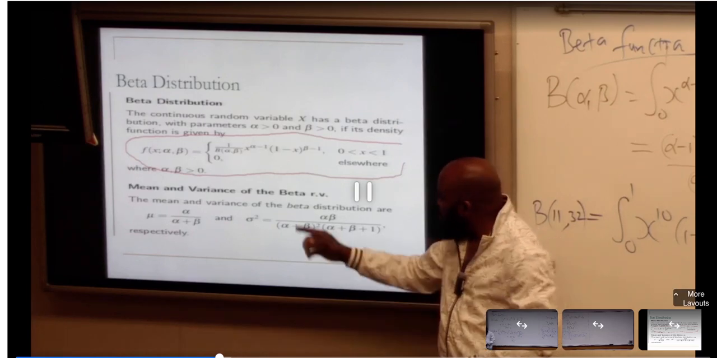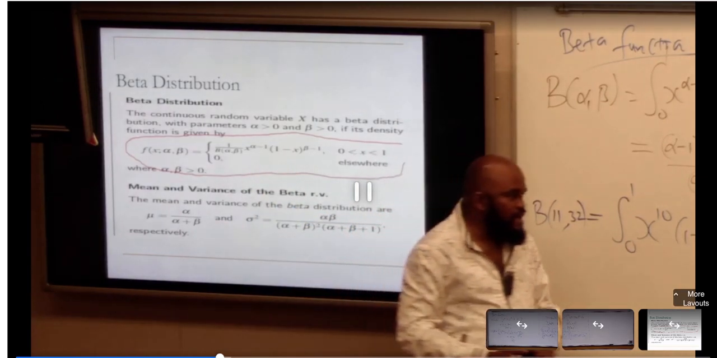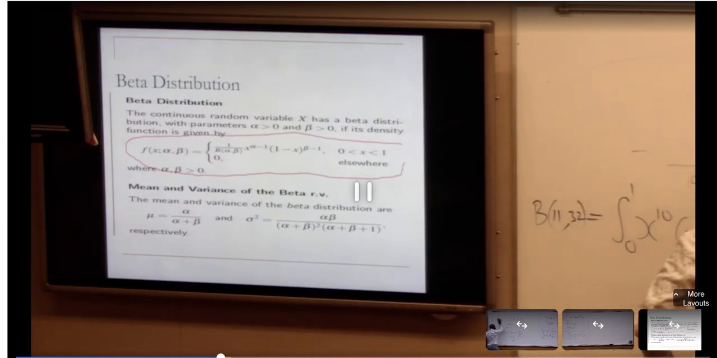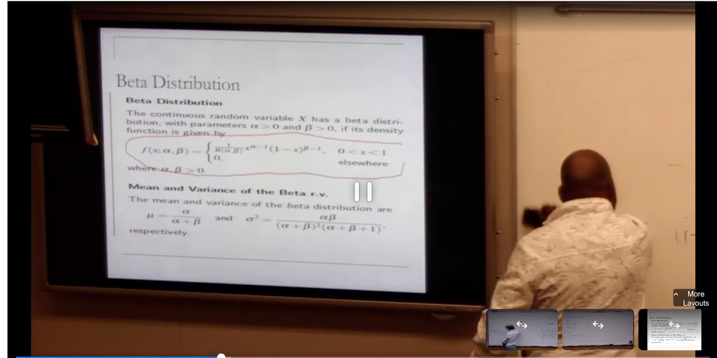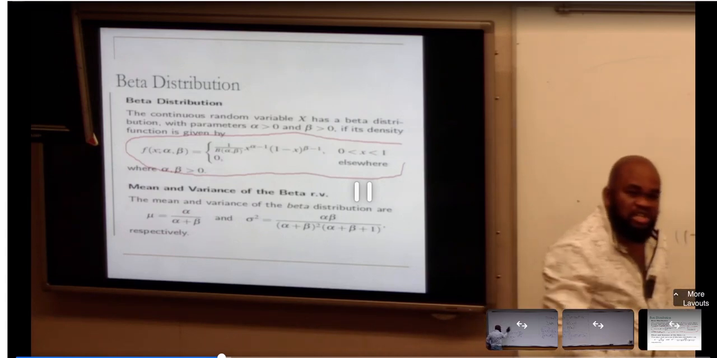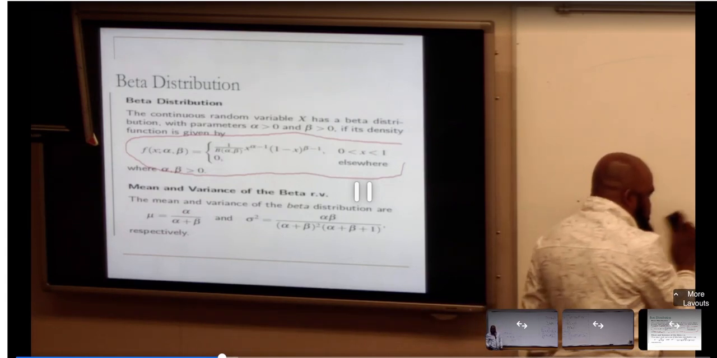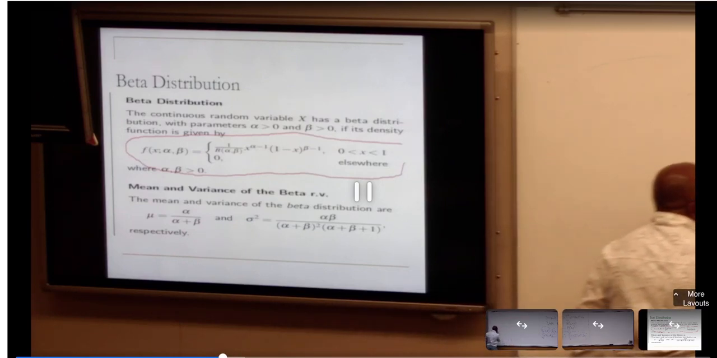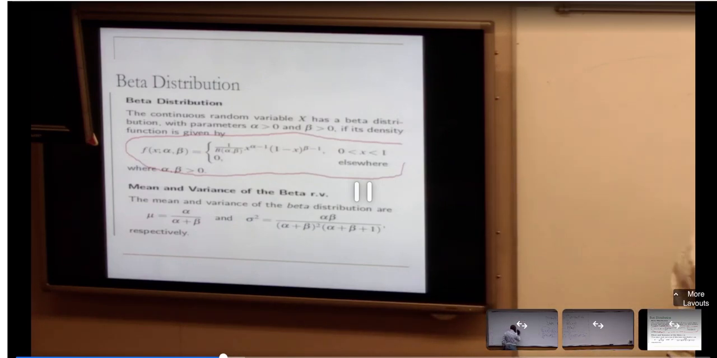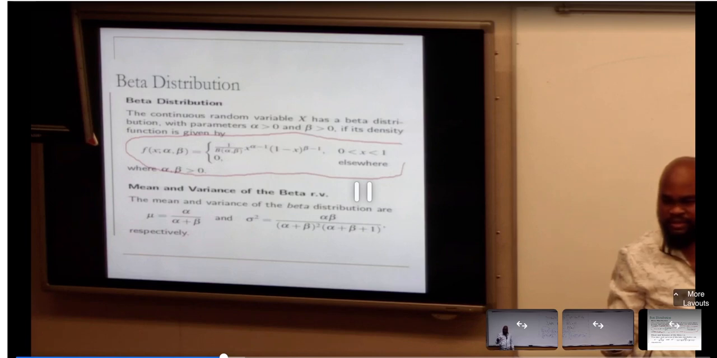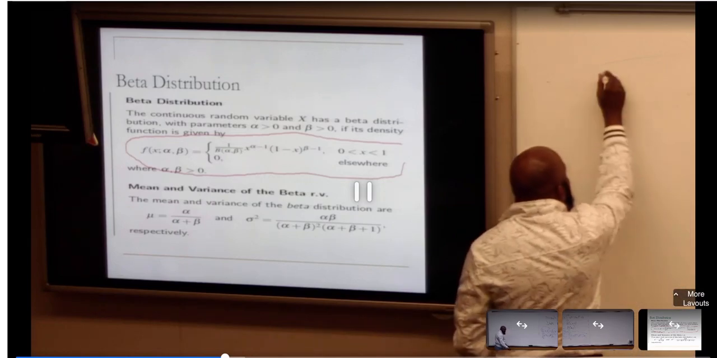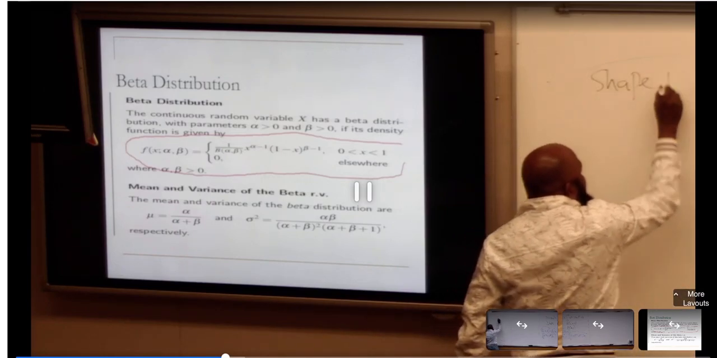Now, there are two parameters in a beta distribution. The two parameters are alpha and beta, and both of them are shape parameters. Shape. Let me tell you this: if you really want to know how flexible a distribution is, it depends on the number of shape parameters. Okay? Shape parameters.